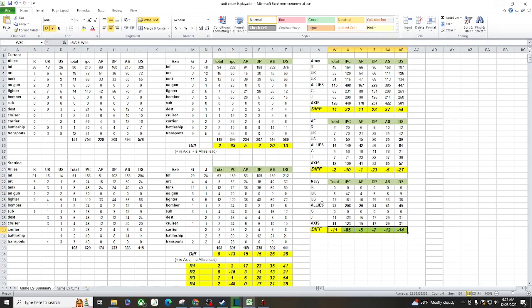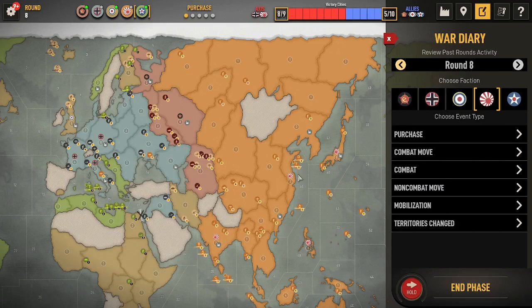But where Allies has been good is we have a plus 5 in artillery, plus 2 in tanks, and plus 8 in fighters. And that's where this comes in. I've had a plus 8 advantage in fighters, and that's where I've built up good defense strength from my Air Force. So just thought that was interesting.